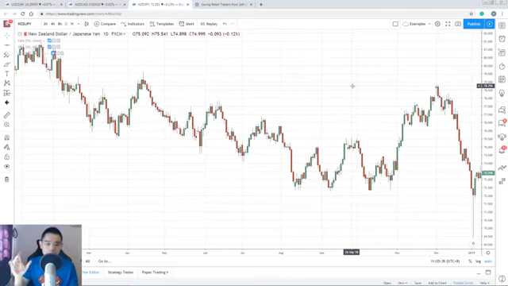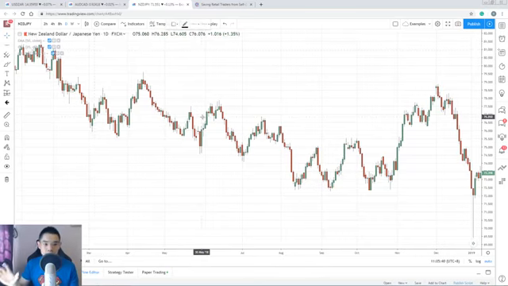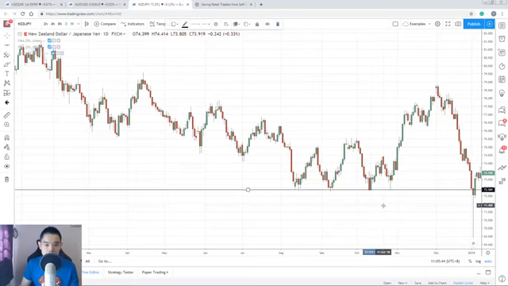All right, so if you have done it, what I'm seeing over here is that there is a key level over here. There are multiple, but I would say the key one is actually this one over here. Okay, there's actually another one over here.